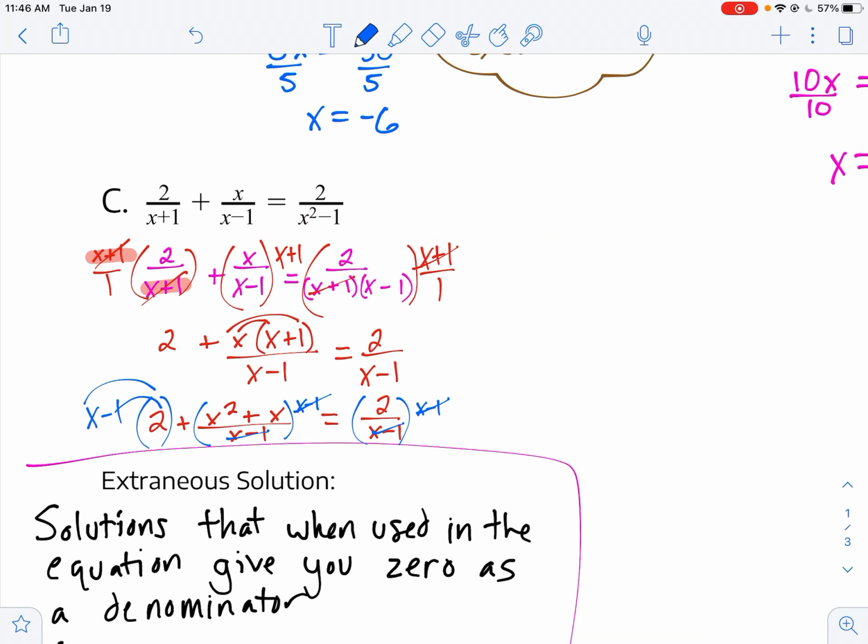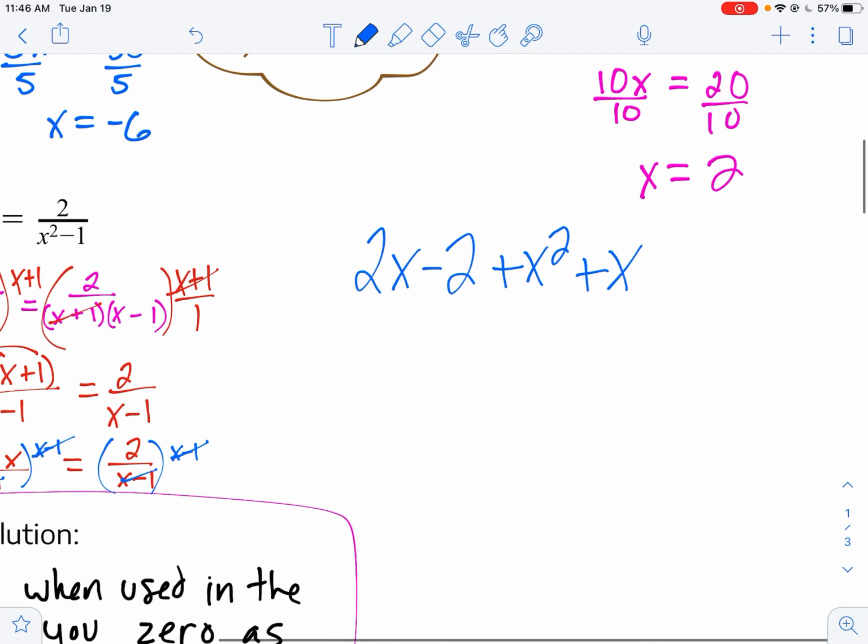So I'm going to have to rewrite what I'm doing over here. Not a big deal. 2 times x, 2x. Negative 1 times 2, negative 2. Still left with x squared. Still left with x. And then over here, I'm still left with 2.